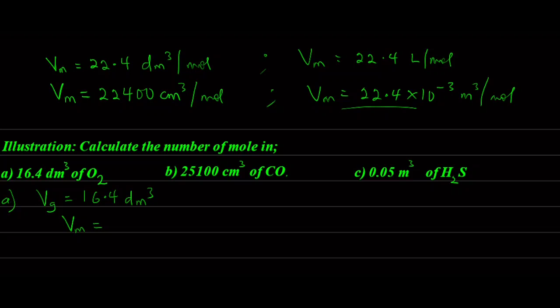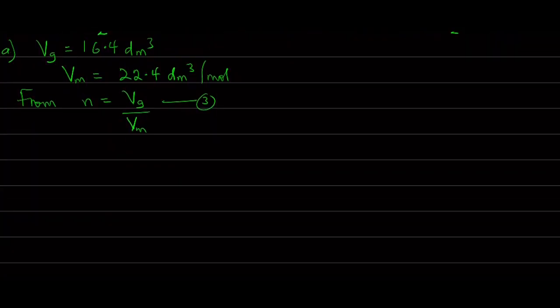So you are going to be using the molar volume in dm cube, and that is 22.4 dm cube per mole. If this is the molar volume, then we make use of the equation that says n equals volume of the gas over molar volume, which is the standard value of equation 3. So we are going to have n equals the volume of the gas, which is 16.4. If you want to work with units, you can, but for simplicity's sake, I'll just put the values as 22.4 dm cube per mole.